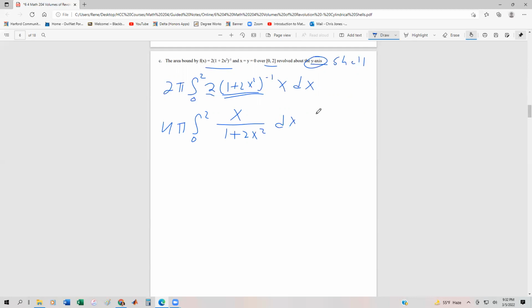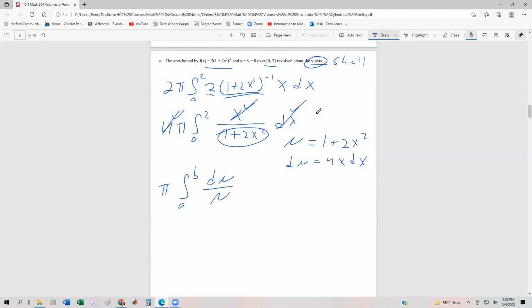Similar to the previous example, this is going to be a u substitution, and it works out really nicely. If we let u equal the denominator, 1 plus 2x squared, the derivative is 4x dx. Notice that we have x, dx, and 4, so all those are basically substituted in for du. And then this is just going to be our u. We have pi integral a to b, because we have a change in variable, du for the 4, the x, and the dx, and u for the 1 plus 2x squared.